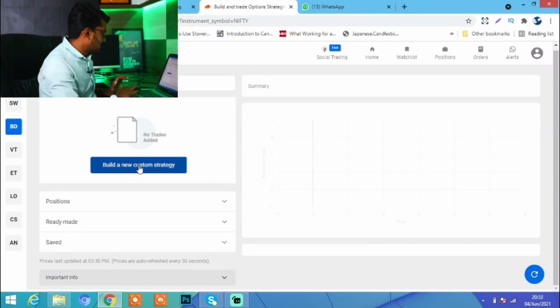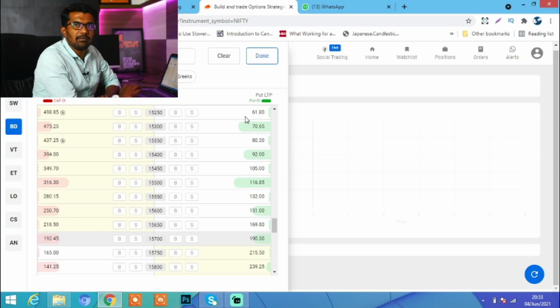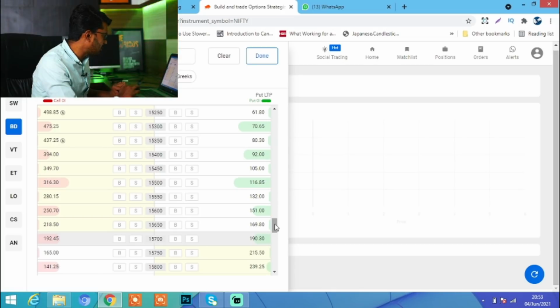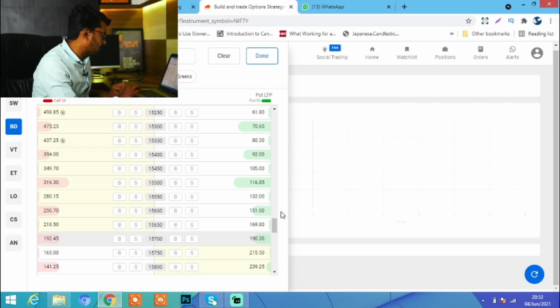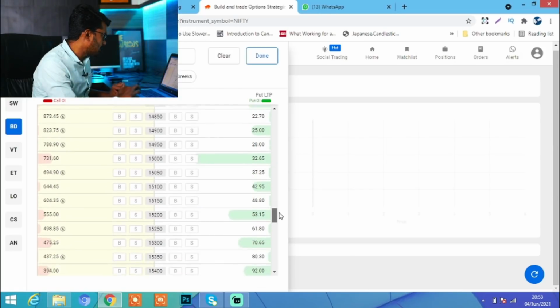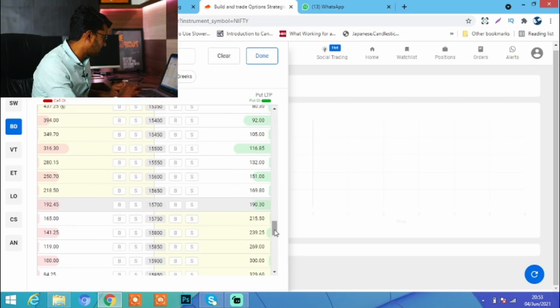Right now, what is a ratio spread strategy? Let's see. First I will construct a ratio spread strategy, then we will see how we can manage or adjust this strategy. So we are in the month of June, 24th June. Market is around 15,600.